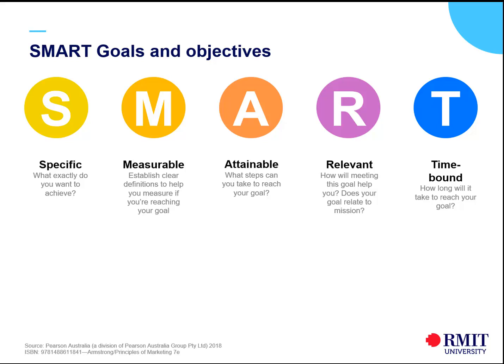M stands for measurable, establishing clear definitions to help measure if you're reaching that goal. A is attainable. What steps can you take to reach the goal? R is for relevant. How will meeting this goal help you? Does the goal relate to the mission? Is it on track? Is it a good strategic fit? And T is time-bound. How long will it take to reach the goal?